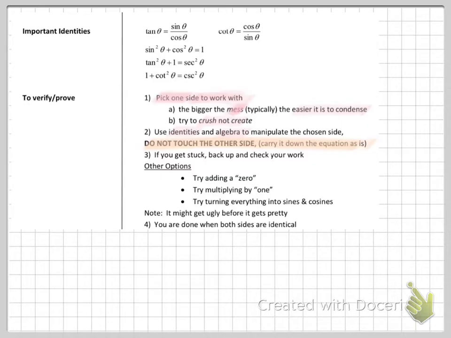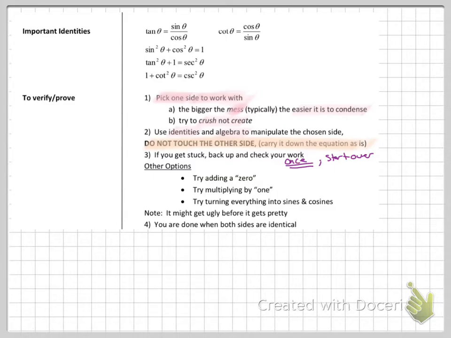It says if you get stuck, back up and check your work. I'm going to say once, do that once. After that, just start over. There's an infinite number of ways to do these proofs. So if the first method you choose doesn't work, stop trying to find your mistake. You could sit there forever looking for a tiny mistake. Just start over.